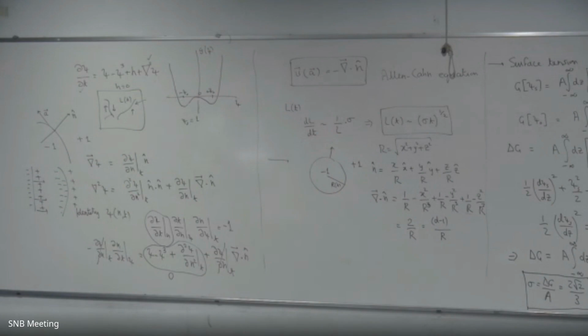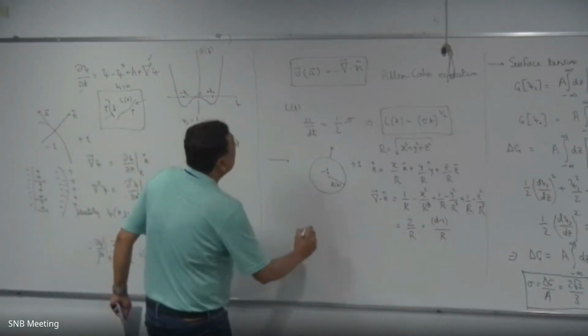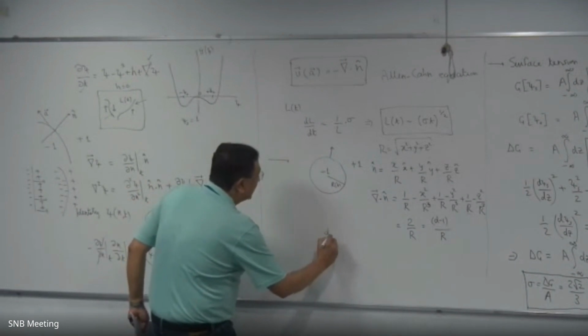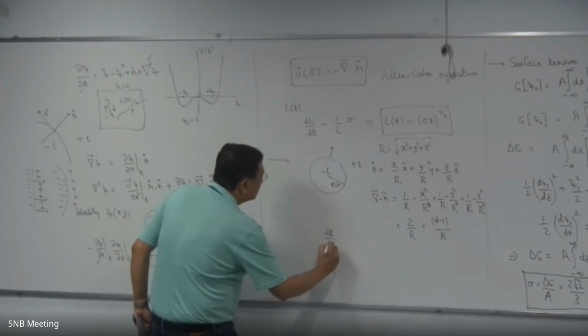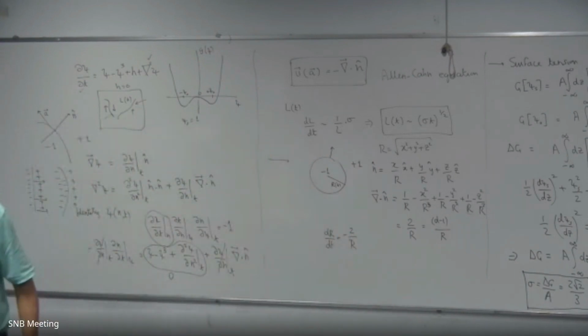Let's plug this into our equation of motion, the Allen-Cahn equation. What do I find? That dr by dt is equal to minus 2 over r in 3 dimensions. Help me integrate this up. What is the solution? Tell me that.